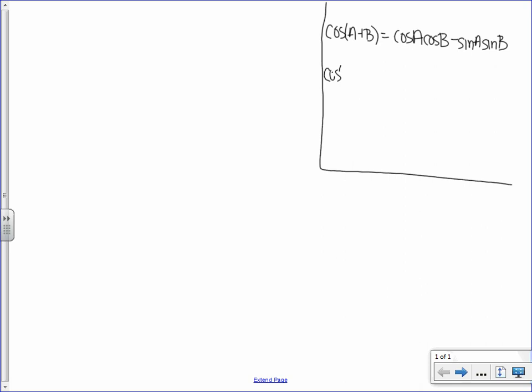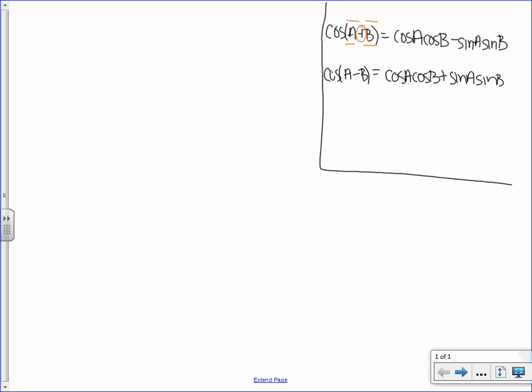And then, similarly, we had the difference formula. So for the cosine of A minus B, we had cosine A cosine B plus sine A sine B. So remember for cosines, it goes cosine, cosine, sine, sine. Cosine A, cosine B, change the sign, sine A, sine B.